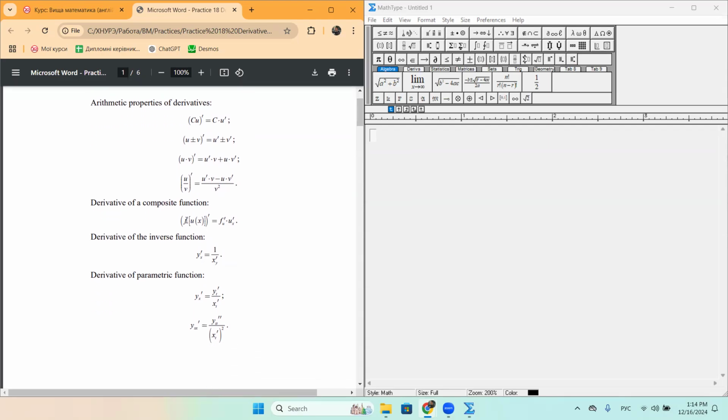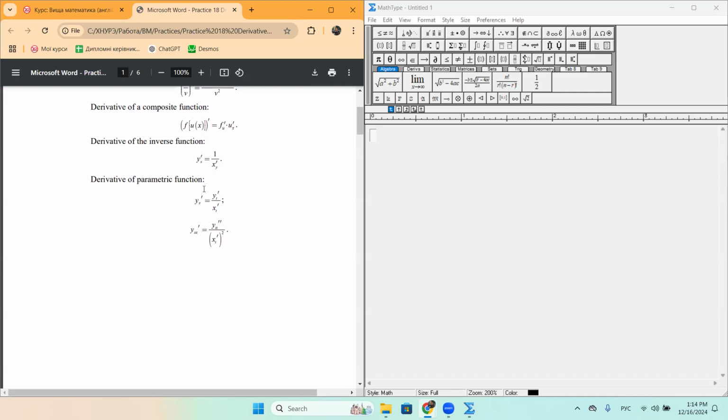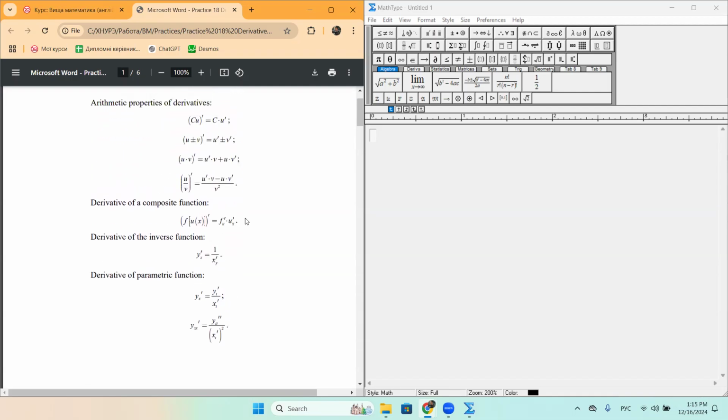Here is the formula for the derivative of a composite function. First of all, we differentiate f by u, so f depends on u. Then u is differentiated by x. Here is the formula for the derivative of the inverse function and the derivative of a parametric function. Any questions for now?